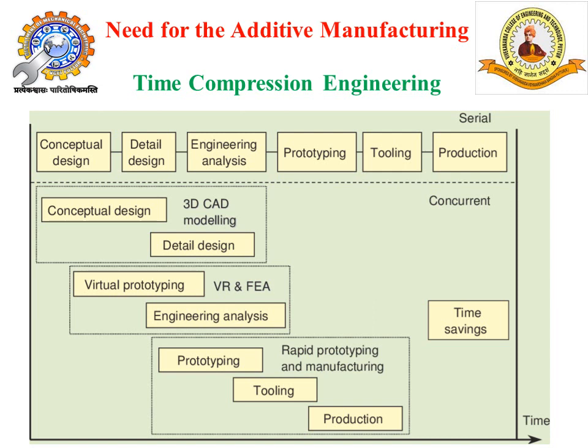The serial method of producing a part follows with a conceptual design, detailed design, engineering analysis, prototyping, tooling, and production. So this is what we see: a sequential process. Conceptual design, detailed design. Again, once the conceptual design is completed, a detailed design will initiate, and so forth.